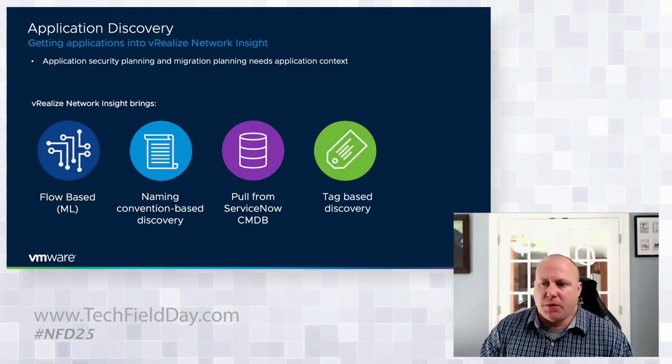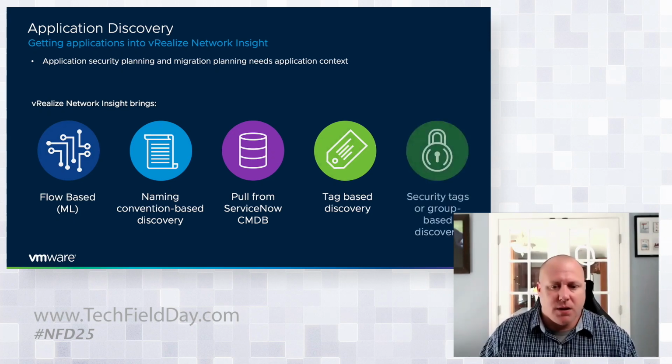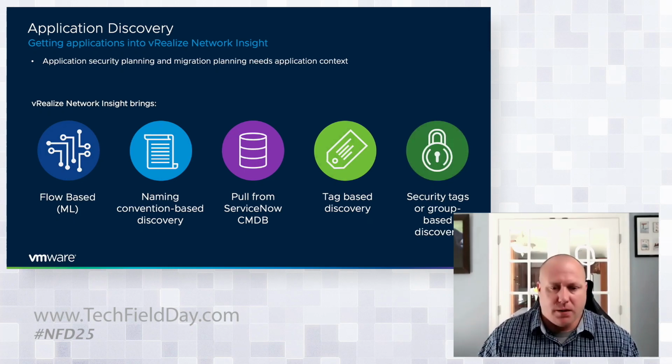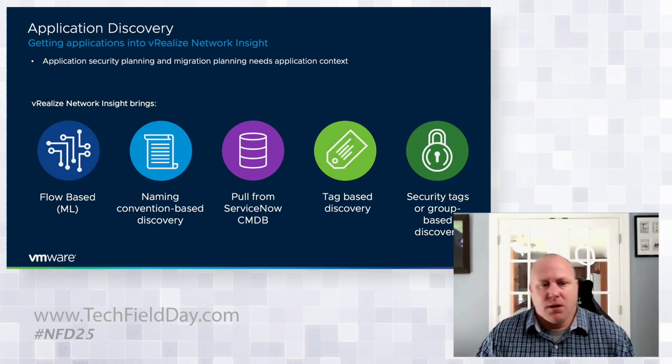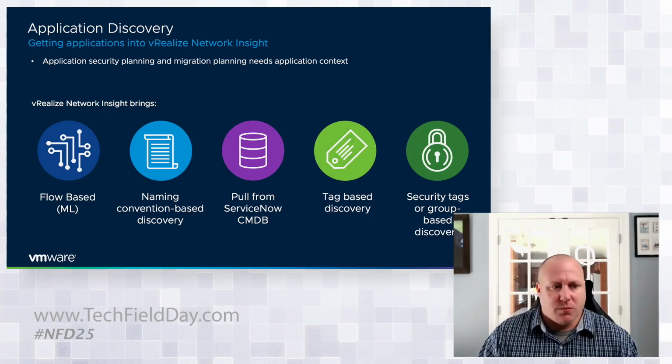And then we also have the capability of doing tag-based discovery. So if you're going through and tagging your virtual machines within vCenter and so on, or within, let's say, NSX, we can go ahead and utilize tag-based discovery. And lastly, we can also utilize security tags or group-based discovery as a mechanism to discover applications. So we offer many different flavors depending on what the customer wants to utilize, what method suits them best, and how their infrastructure is currently laid out. Like I said, many different flavors that we can utilize to discover those apps.